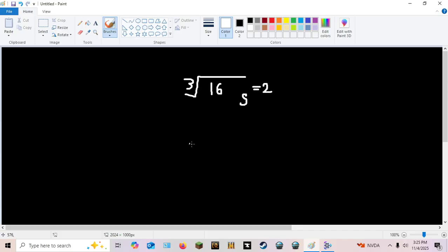Then what about the super cube root of... hold on. I don't know what number to choose. I'll probably pick... hold on, I just need to get my calculator out.